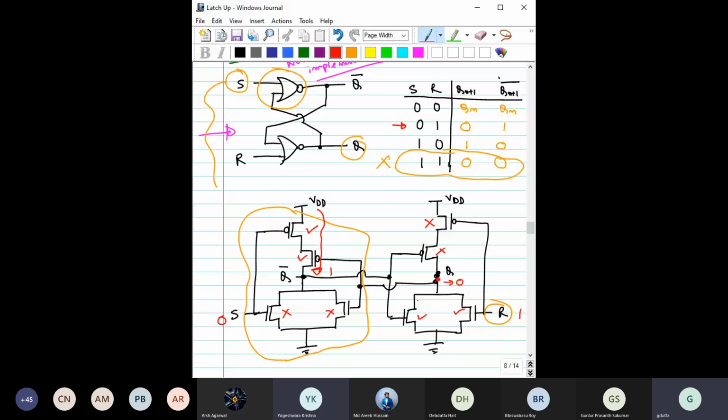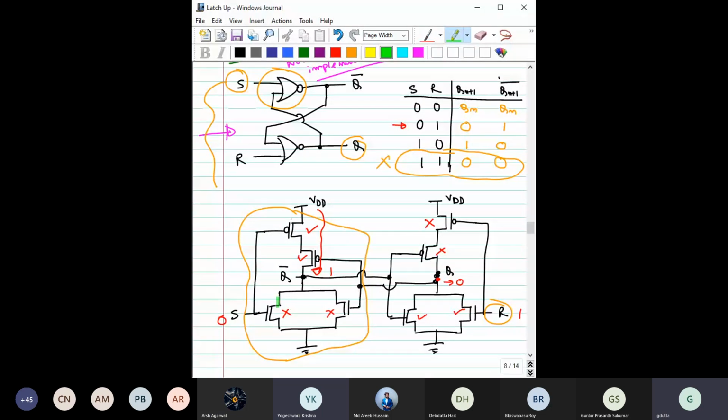So now we have one more connection. Yes, please. Sir, the cursor is very, very small. Oh, okay, I am forgetting. Okay, right.